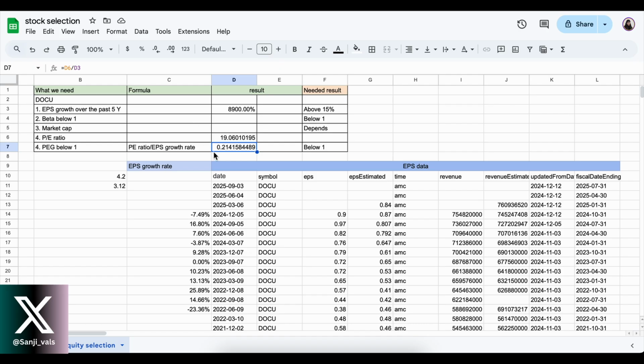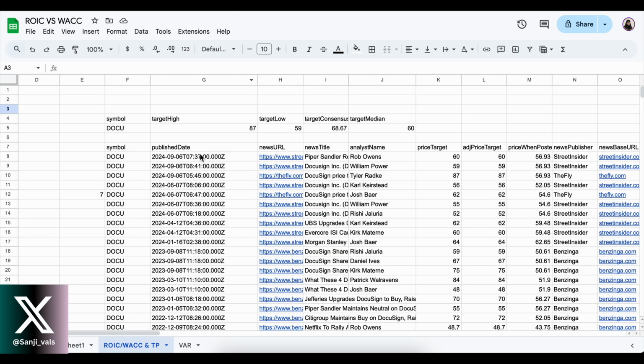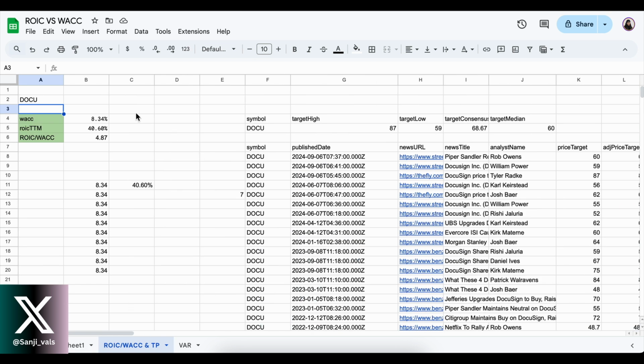So we made our first step. We found a great stock, DocuSign. So now let's get to the second step. The second step, we will be calculating DOCU's WACC to ROIC ratio. Again, this is very simple.